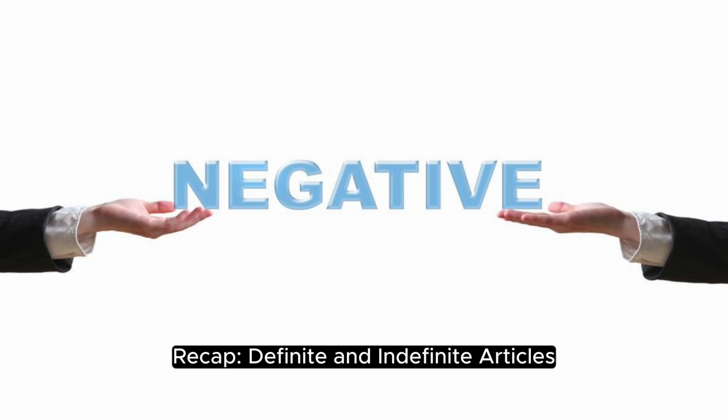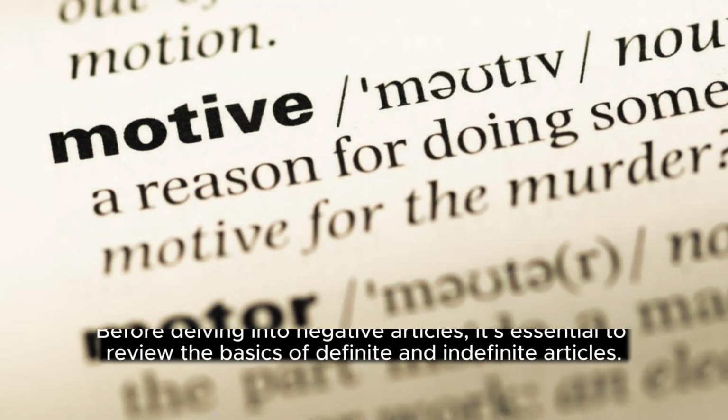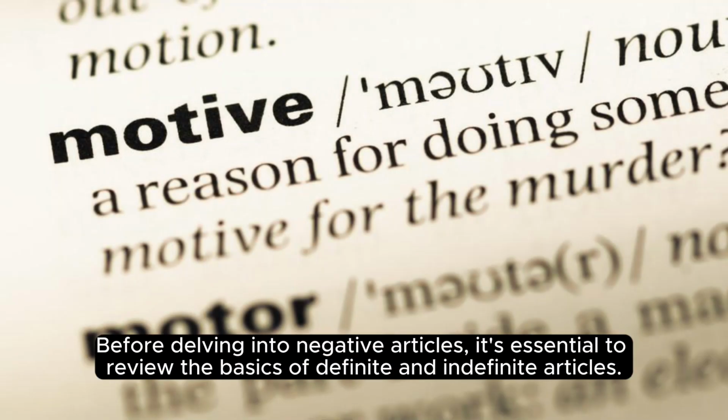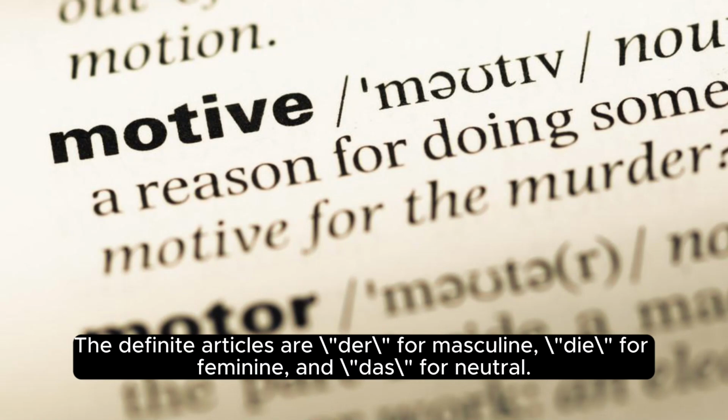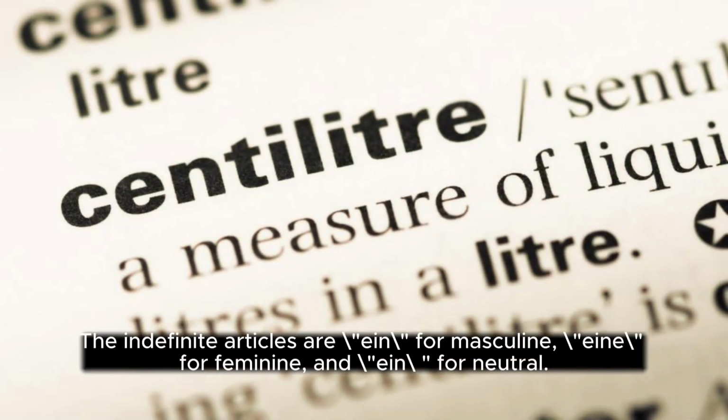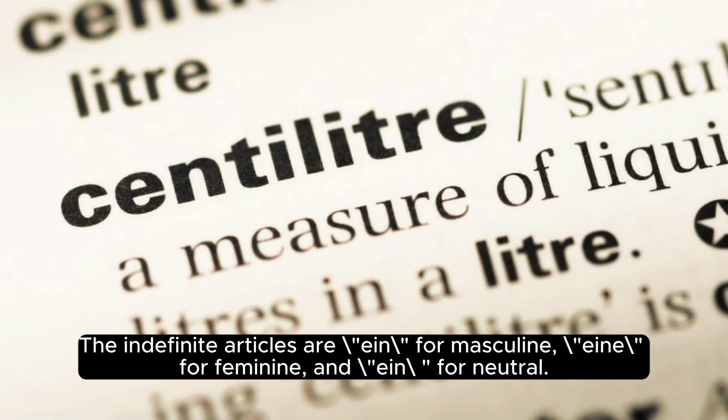Recap: definite and indefinite articles. Before delving into negative articles, it's essential to review the basics of definite and indefinite articles. The definite articles are der for masculine, die for feminine, and das for neutral. The indefinite articles are ein for masculine, ein for feminine, and ein for neutral.